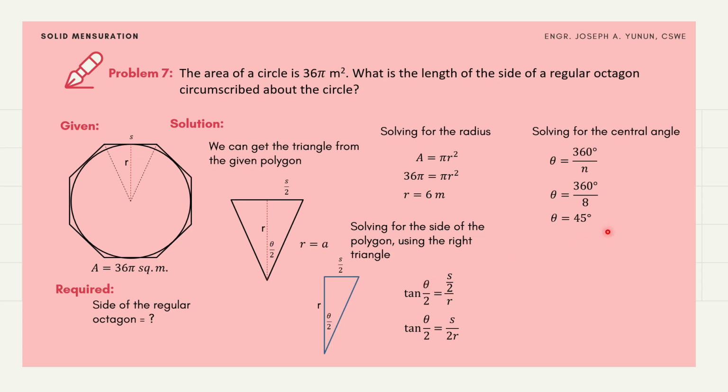And then we have theta, which is 45, and r, which is 6. We can solve for s. So s is equivalent to 2r tangent theta all over 2. Substituting those values, you get 2 multiplied by 6, and then tangent 45 all over 2. So s now is 4.97 meters. So that is the side of your regular polygon.